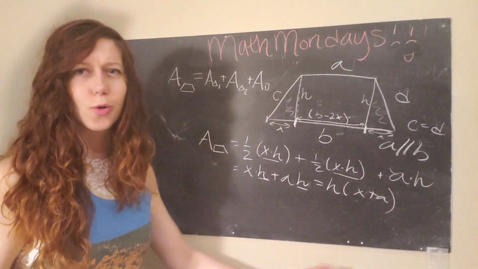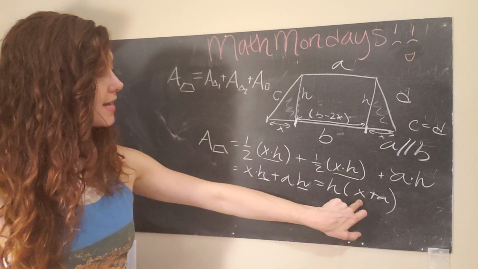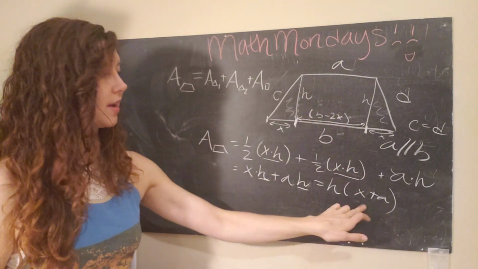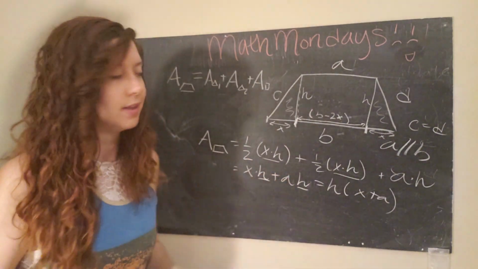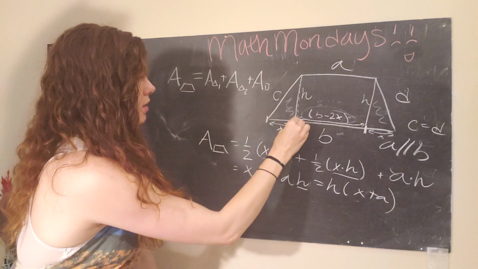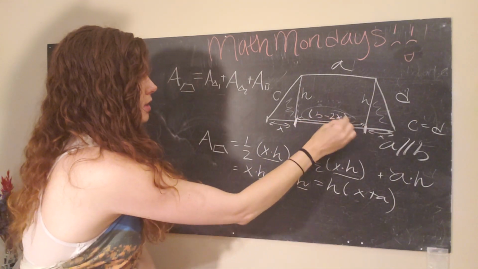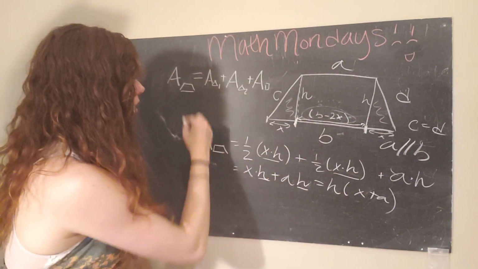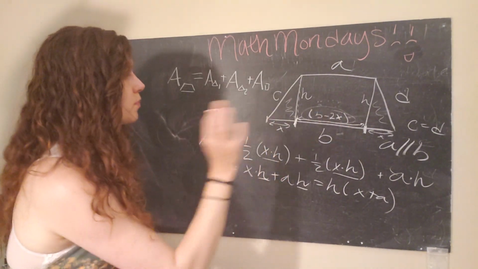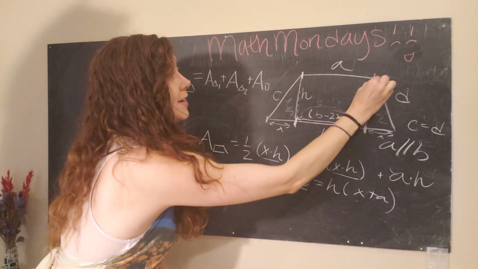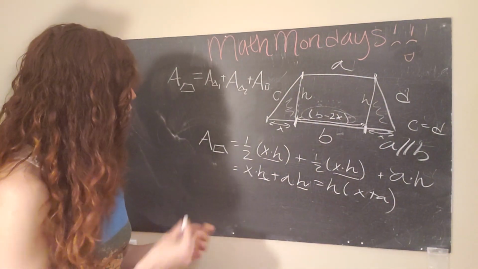Okay, well now, like I said, I want to get rid of this x here because let's say I was given a, b, and h. I don't know what x is. So let's get rid of it. So I told you that the length of this is b minus 2x. So another way to say that, well, we also know that this width equals a. Pretty cool, right?